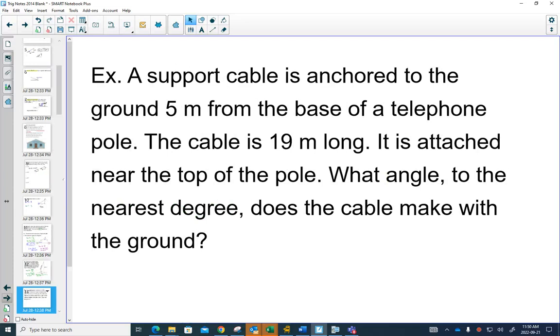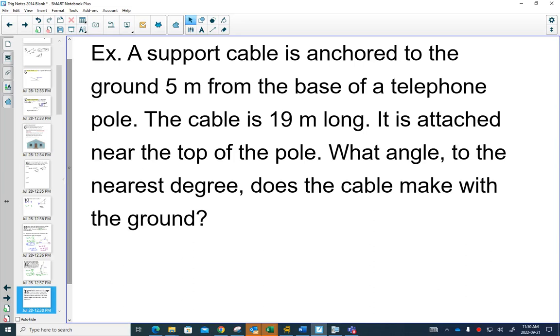We've got a telephone pole and a support cable attached to the ground 5 meters from the base. So, can you draw a diagram involving a triangle that shows this? The cable is 19 meters long. So draw a diagram and label the sides. And your diagram should have a right angle triangle, so you have to decide where that right angle would be.